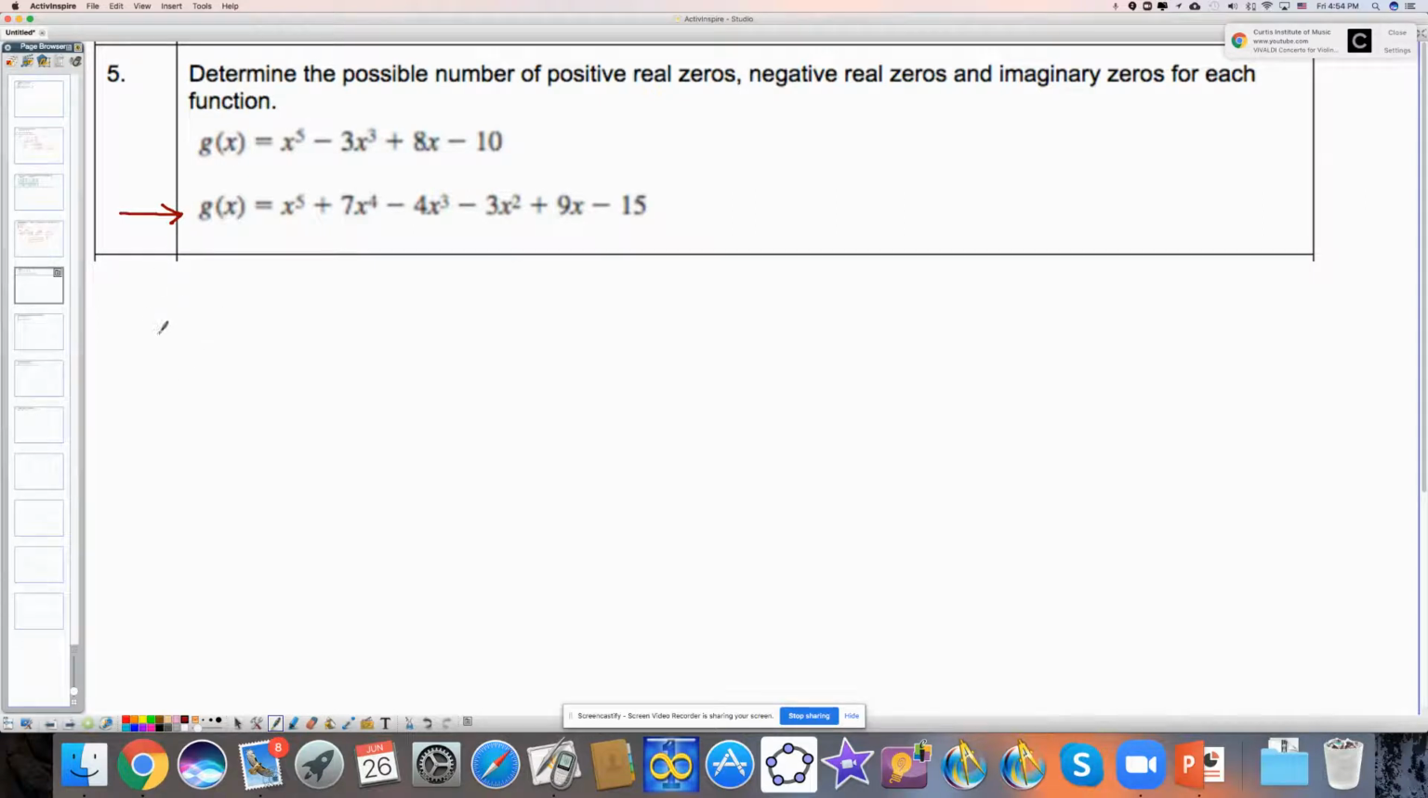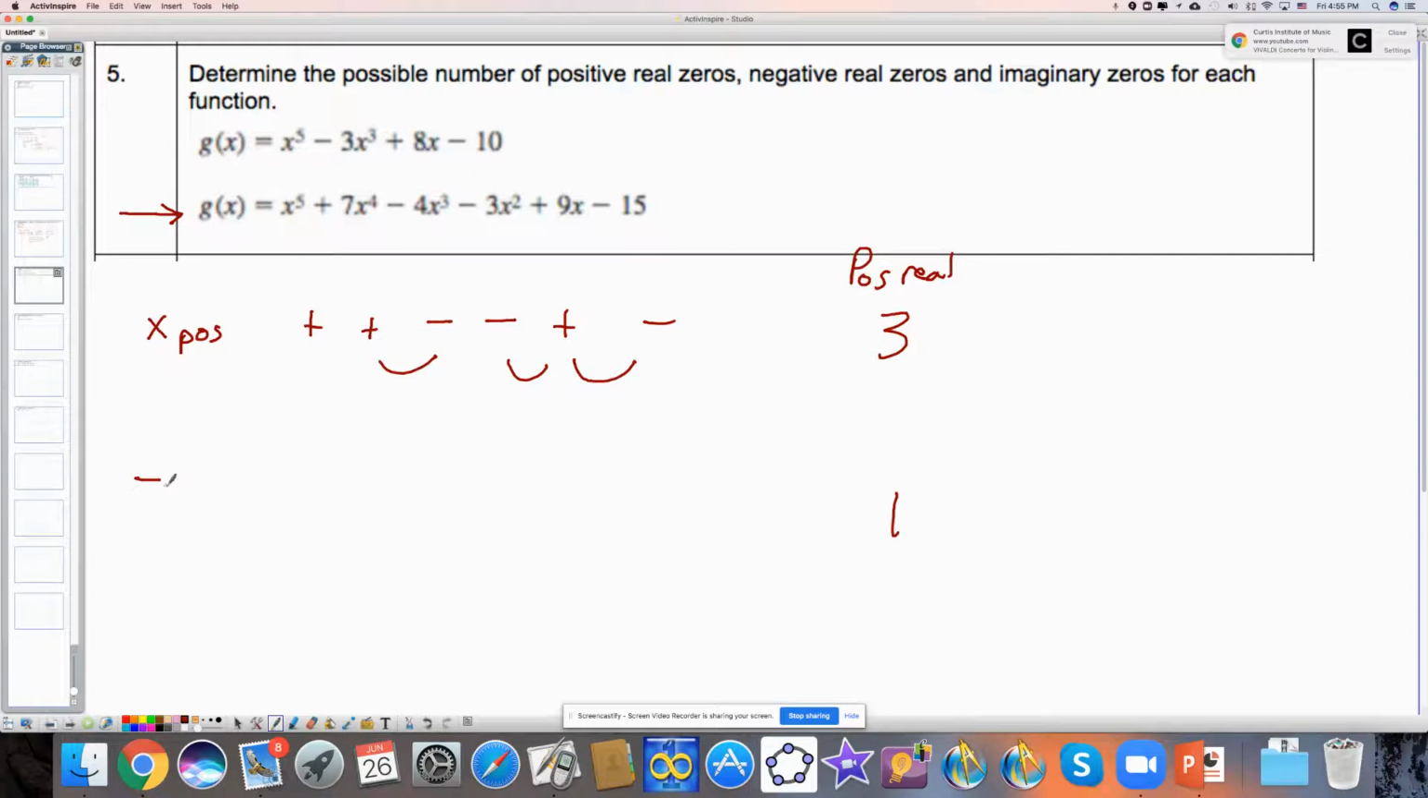If x is positive, then the first term would be positive. The second term would be positive. The third term would be negative. The fourth term would be negative. The fifth term would be positive, and the sixth term would be negative. So this is going to turn 3 times. You'll have 3 positive real roots, or you'll have 1 positive real root.